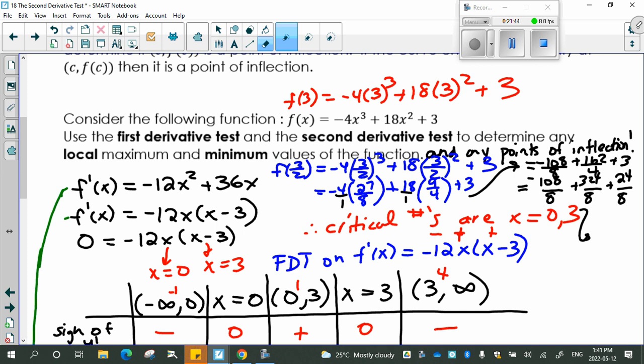Negative 108 plus 324 plus 24. 240 divided by 8. That is 30.